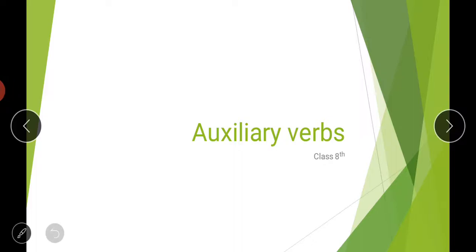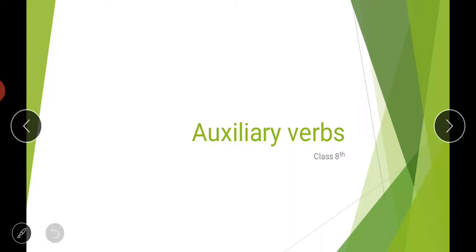So, today we are going to start your next topic of grammar, which is auxiliary verbs. So, what are auxiliary verbs? So, students, these are also called your helping verbs. Auxiliary verbs are helping verbs. The words like is, am, are, do, does, or may, might, can, could, all are your auxiliary verbs.